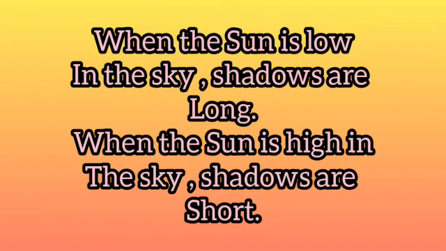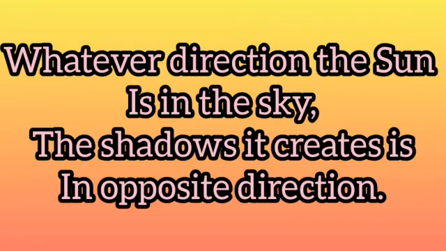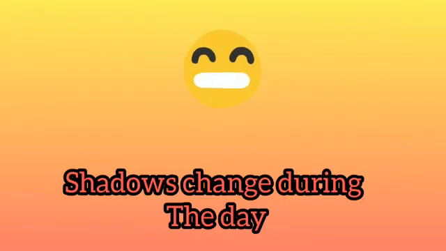So children, what did we learn? When the sun is low in the sky, shadows are long. When the sun is high in the sky, shadows are short. Remember that. And one more thing we saw. Whatever direction the sun is in the sky, the shadow it creates is in the opposite direction. So this is how we saw shadows change during the day. Yes, and I hope you all have understood the lesson.